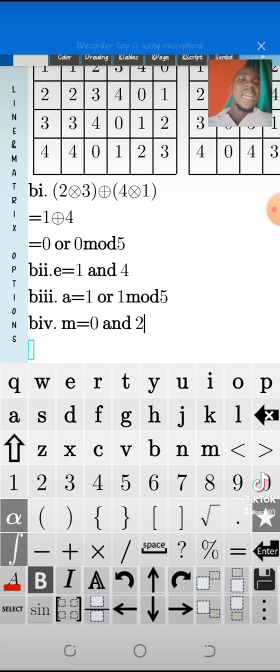So that's basically how to use the modular table. It's just a table that enables you to perform operations like addition, subtraction, and multiplication in modular arithmetic.